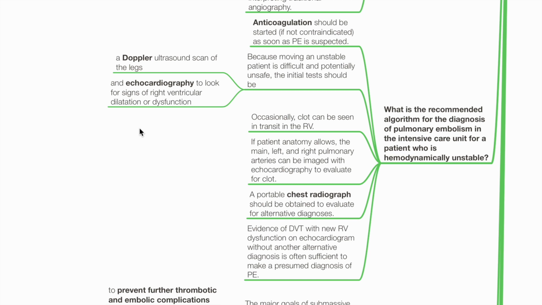Occasionally, clot can be seen in transit in the right ventricle. If patient anatomy allows, the main, left, and right pulmonary arteries can be imaged with echocardiography to evaluate for clot. A portable chest radiograph should be obtained to evaluate for alternative diagnosis. Evidence of DVT with new right ventricular dysfunction on echocardiogram without any other alternative diagnosis is often sufficient to make a presumed diagnosis of PE.